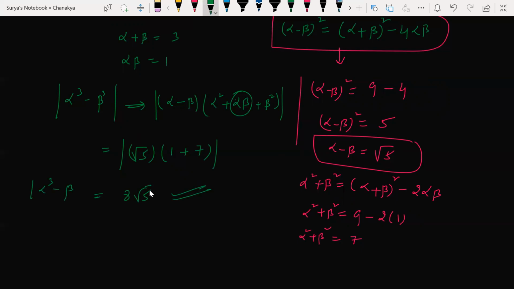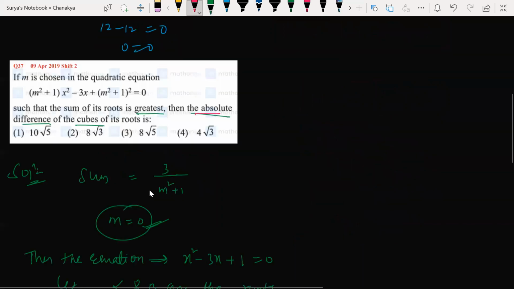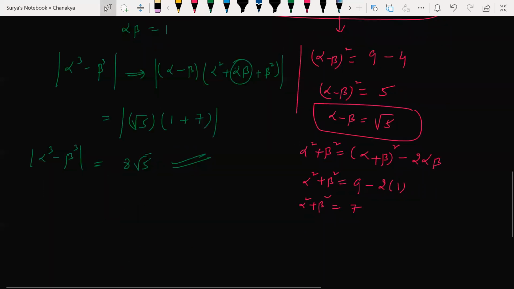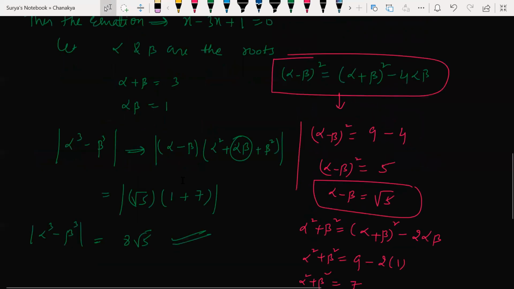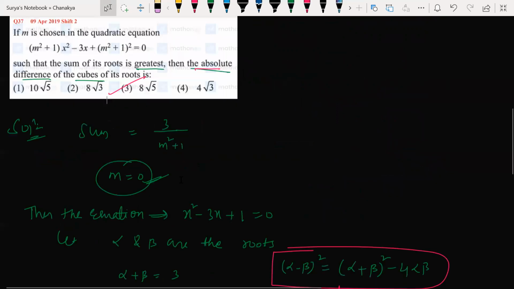We are taking absolute value, right? 8 root 5. Do you have an option? Yes, absolutely we have. Look at this. Option C is correct. Understood my point? Guys, you understand how I am solving here step by step? Children, have you understood or not? Yes, sir. Yes, sir.